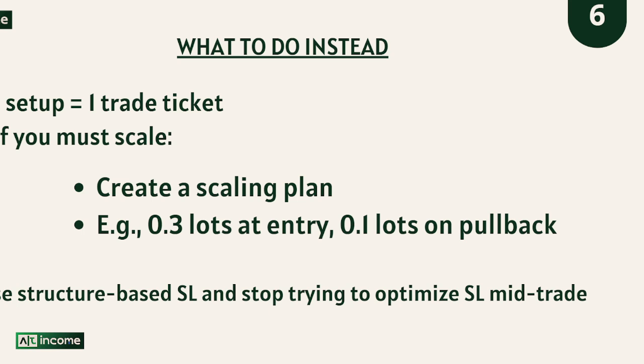So let's look at what to do instead. 1 setup, 1 trade ticket. If you must scale, create a scaling plan, e.g. 0.3 lot size as my entry and 0.1 as my pullback. Do you get this strategy now? If I want multiple entries, I've already divided my size. Use structure-based SL and stop trying to optimize SL in mid trade. How do I do this now? I use structure-based SL, trailing stop.